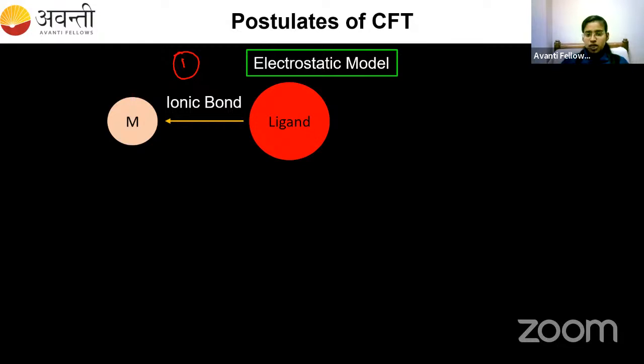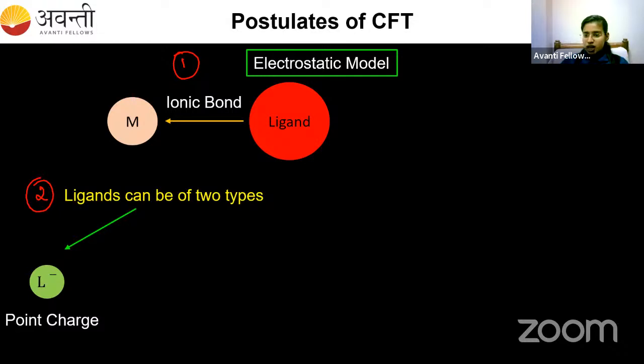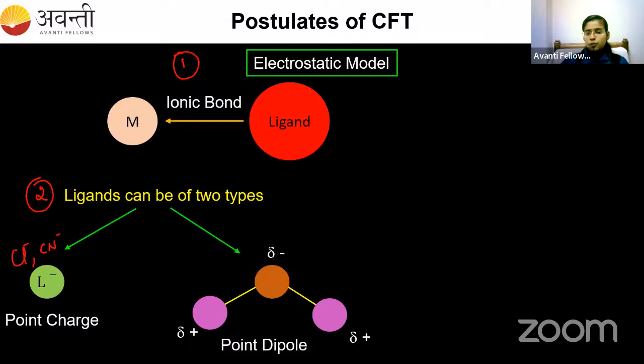Next, coming to postulate number 2. Ligands can be of two types. One is the ligand can be a point charge. It can have a negative charge, like Cl minus, we have CN minus. Or it can be a point dipole. Dipole means we have water, which is a neutral ligand, and we have ammonia, NH3. In case of water, these two are hydrogen and this is an oxygen. So the ligands can be of two types: one is an anionic ligand, which is considered as a point charge, and the other is a neutral ligand, which is called a point dipole. This is postulate number 2.